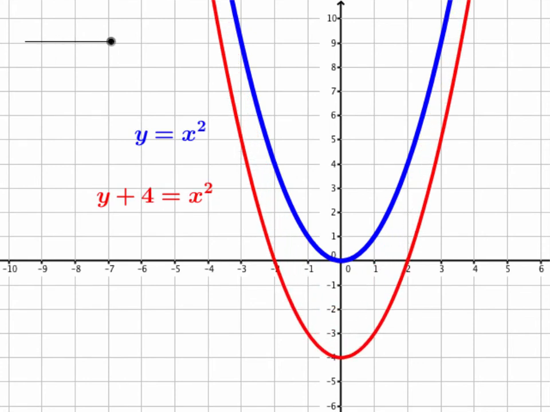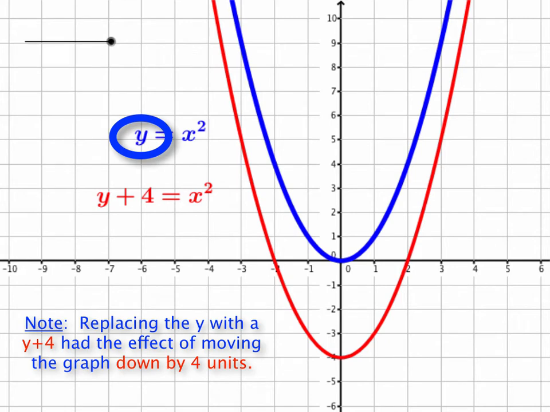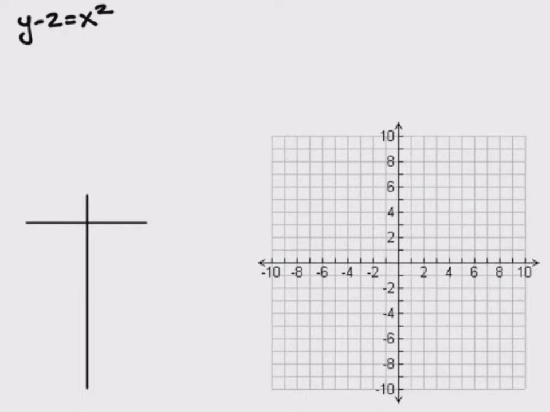We see that changing the y, or replacing y with y plus some number, in this case y plus 4, had exactly the effect that we found when we graphed it by hand. It moved our graph down 4 units. Alright, let's try another one.